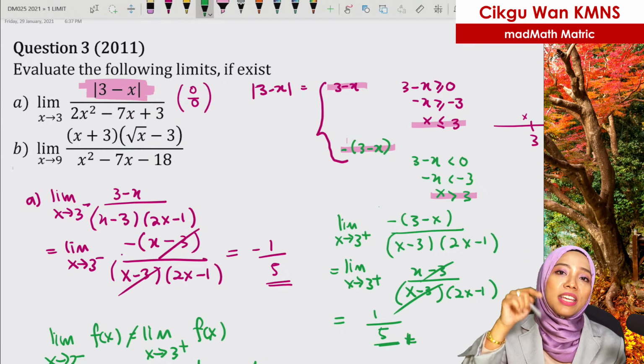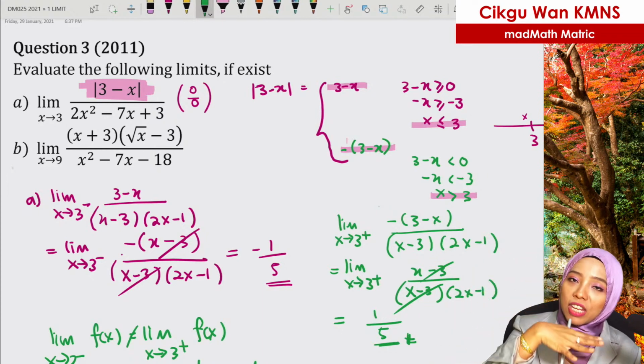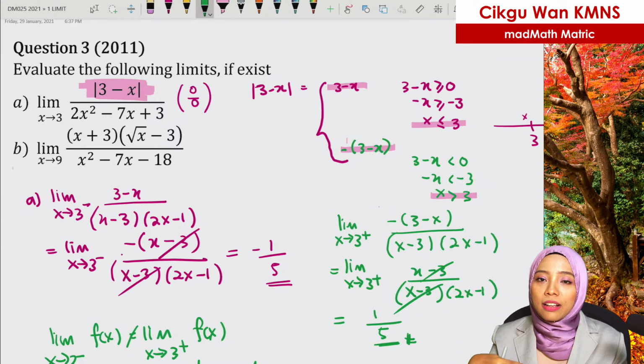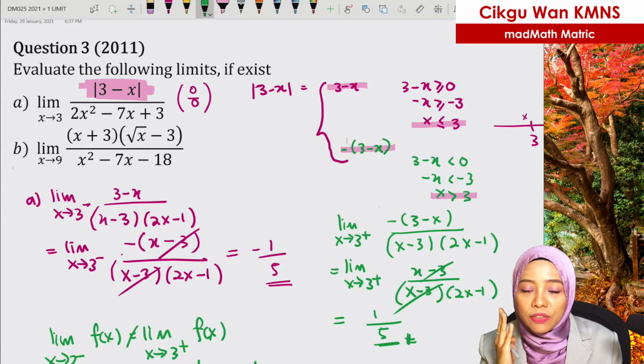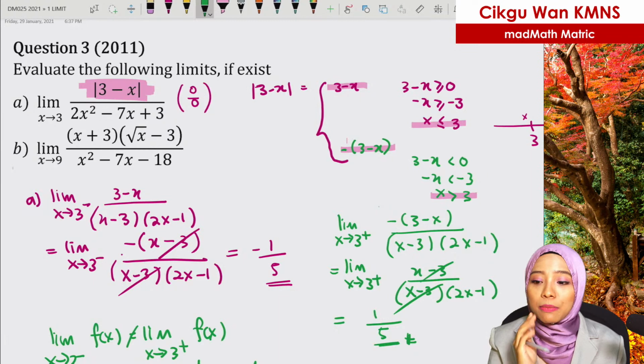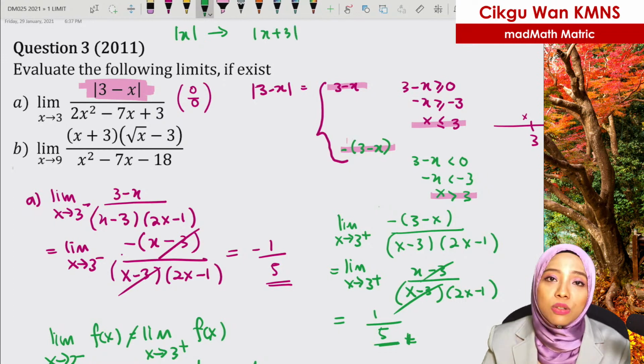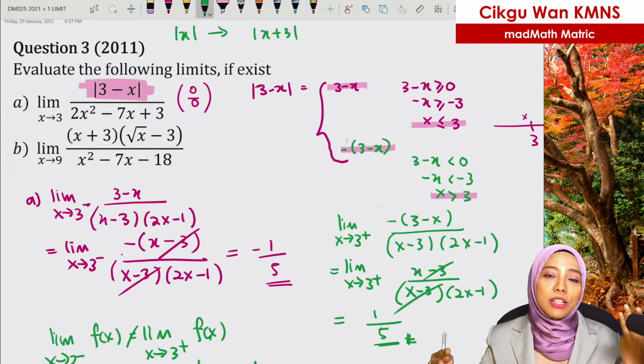We have been doing this many times. Please check the videos back. I started with the simpler example, where absolute x. I started with absolute x earlier, and then I started with x plus 3 and so on. Please check the videos, rewatch again.